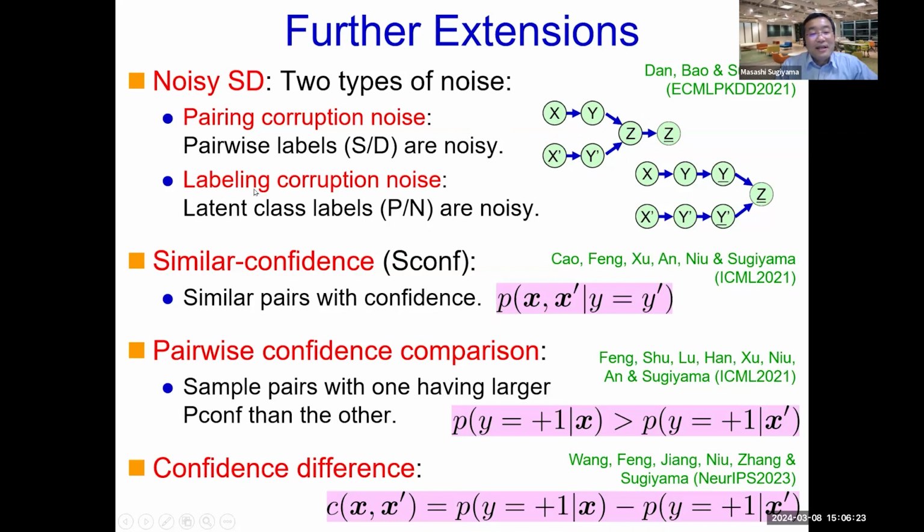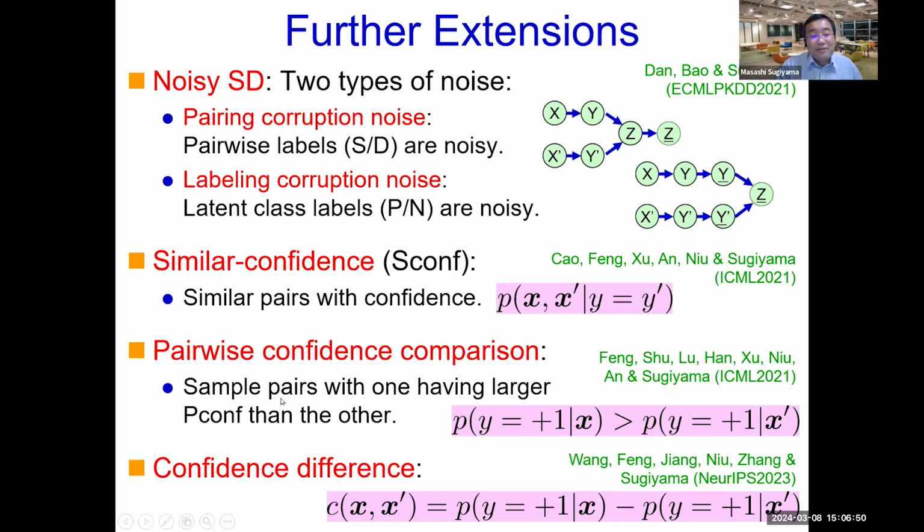Another one is labeling corruption noise. We have X and a noisy label, Y underbar. Then X prime also has label Y prime, with noise, Y prime underbar. Then we compute the similar/dissimilar label in this way. So we consider these two corruption models, and we gave solutions to these problems.